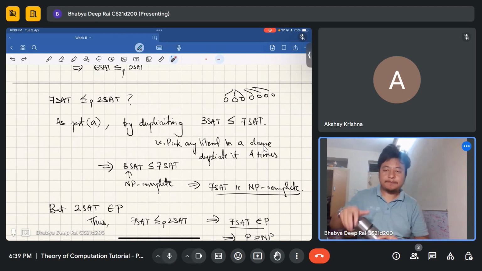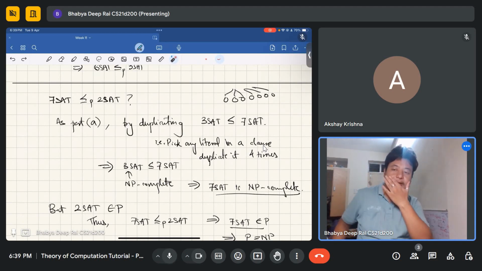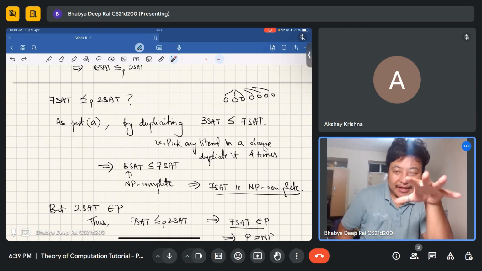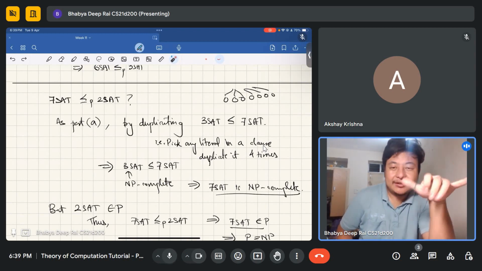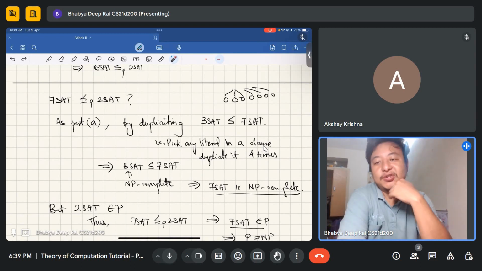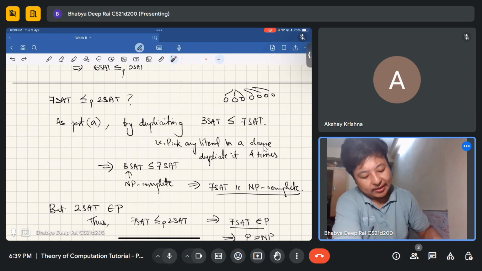7 SAT means each of my OR gates will have fan-in of 7 literals as inputs. Okay. So is this true? That is the question.